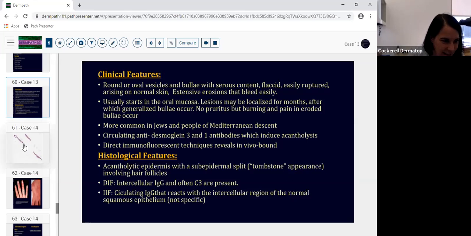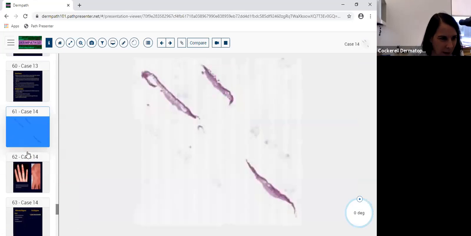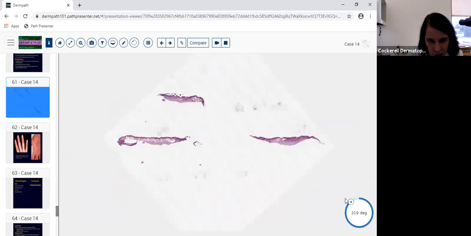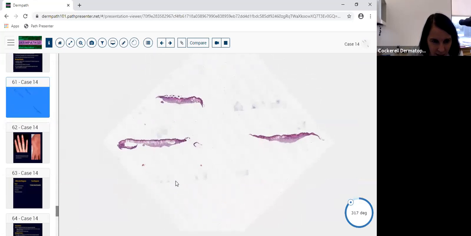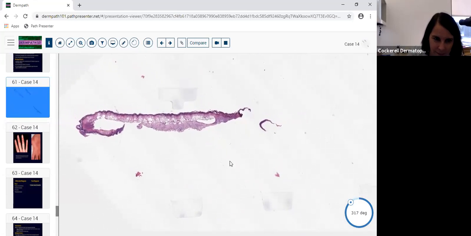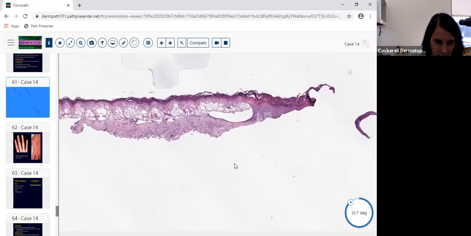So next case is case 14. I hope I'm not belaboring these too much, but we had only 5 cases today to finish up this lecture. Let me put this right side up. This is a great case. I mean, this is just beautiful. Usually you don't get a biopsy this beautiful of this entity.